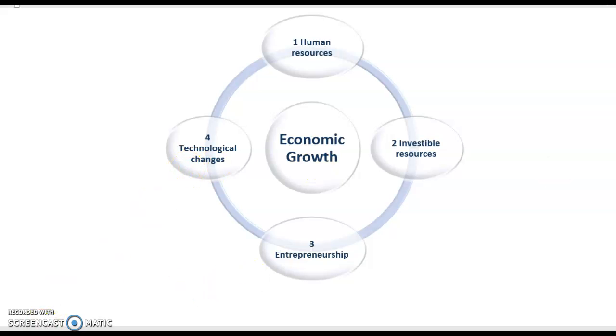And then the fourth one, which is technological change, involves both product and process innovation. So it consists of sustainable socio-economic growth in both the quantitative aspect, meaning in terms of physical and environmental aspects, and also the qualitative aspect, meaning in terms of spiritual, moral, and ethical aspects.